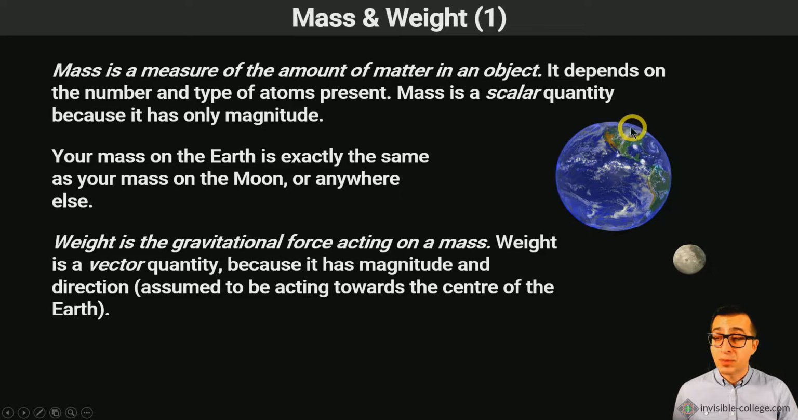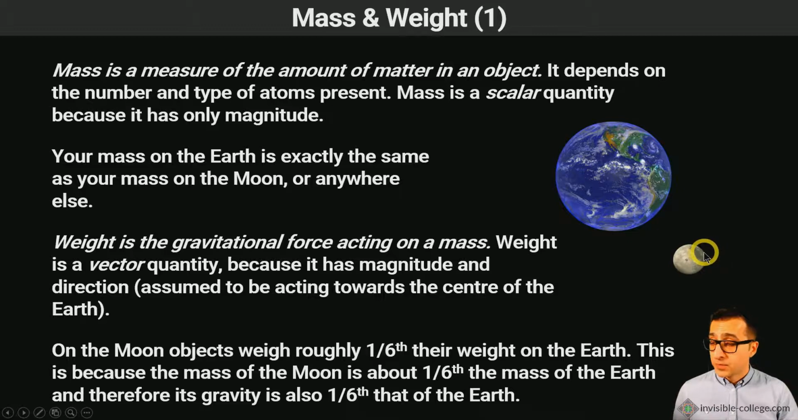So if you're looking at a 1 kilogram object on the surface of the Earth and you move that object to the surface of the Moon, it will still have a mass of 1 kilogram. But the gravitational field strength on the surface of the Moon is roughly 1/6 that on the surface of the Earth. And so while the mass of that object will remain the same when you move it from the Earth to the Moon, its weight will decrease by a factor of 6.